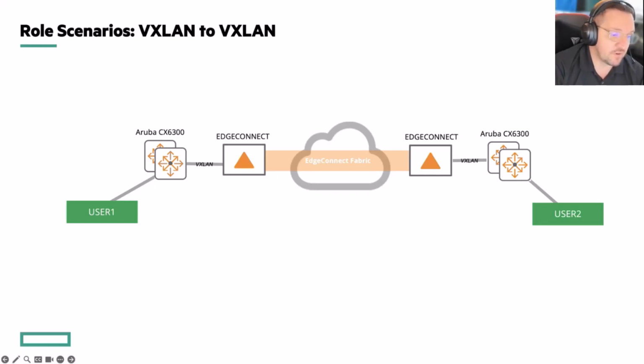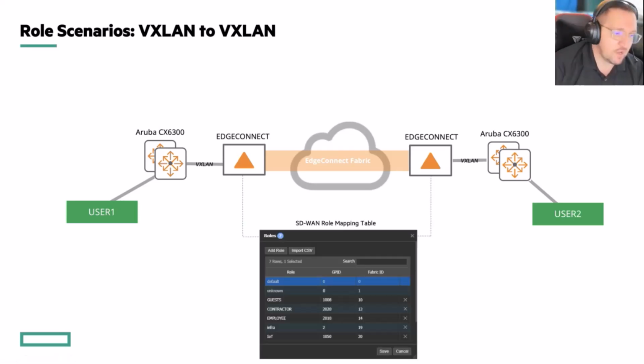But one of the most fundamental configuration elements, starting with 9.4.1, is the roles table, the orchestrator's role mapping table. Roles have really just two things that you configure. You configure the name of the role. So you can see here we have roles called guests, contractor, employee, and then you configure the GPID.